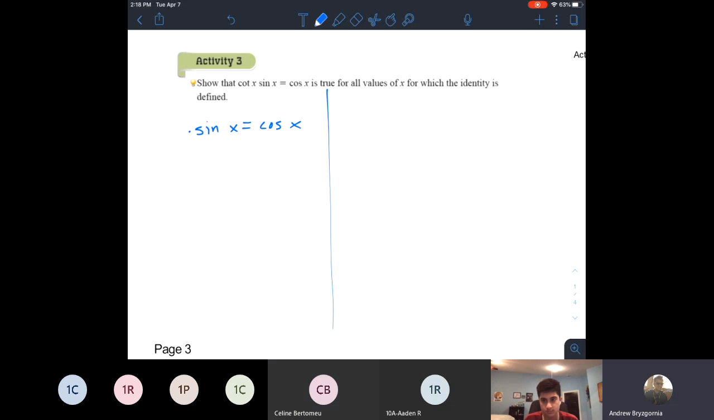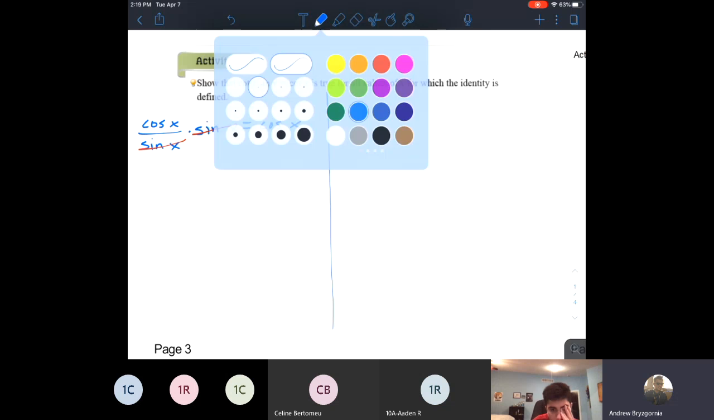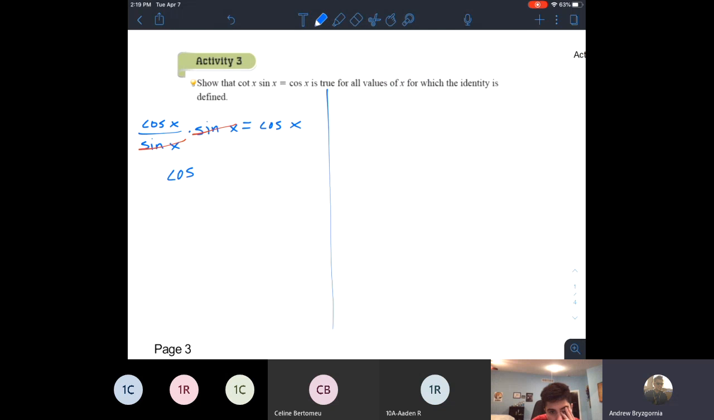But you're close though, because cotangent is just the reciprocal. So all you need to do is just switch the top and bottom. Cosine over sine. There you go, yep. So cosine of x over sine of x, and we can see that sine of x will cancel. And then that leaves us with cosine x equals cosine x. So we've shown that those are equal.